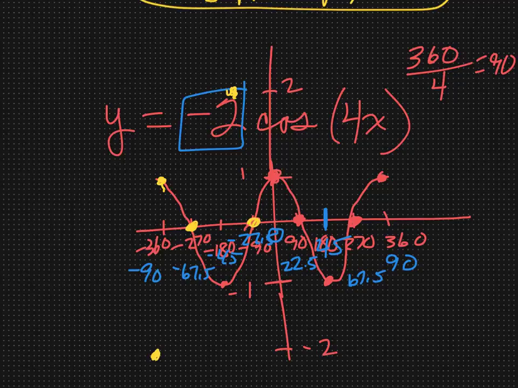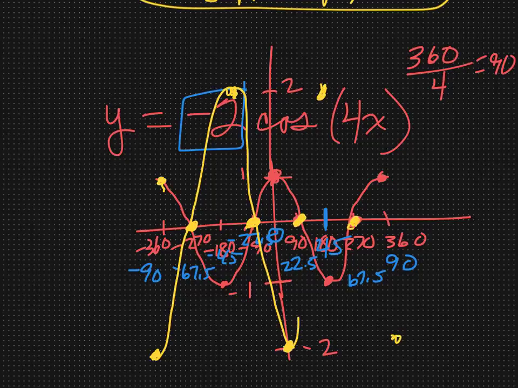This one stays at 0. This one's going down here to -2. So this half of the graph back here now is doing this, and then this side's going to repeat it. So my actual answer will be in yellow.